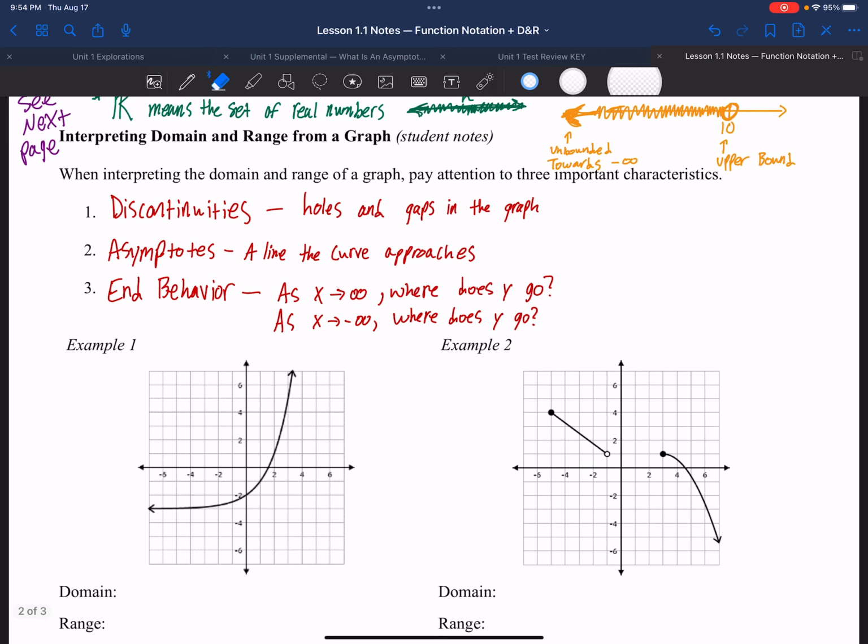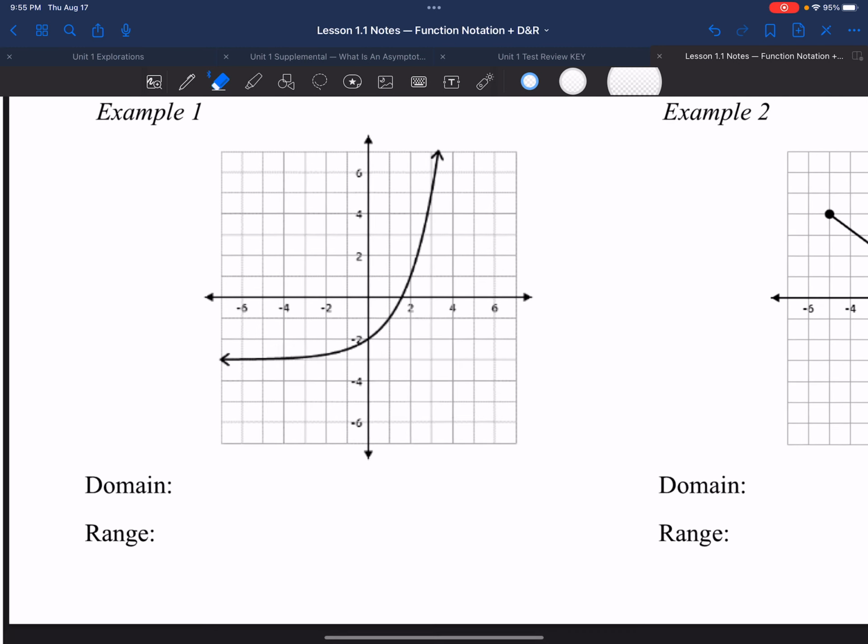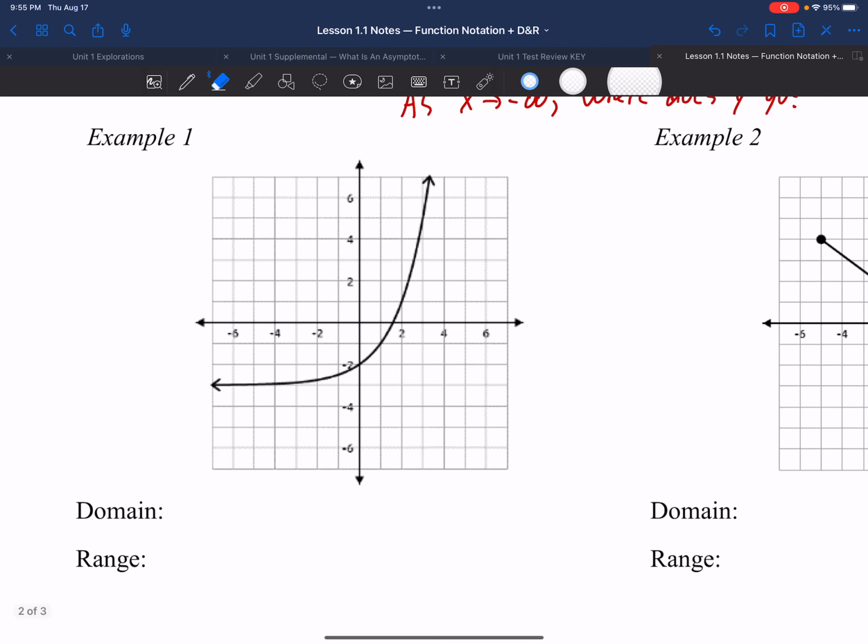And so if you observe these three things, holes and gaps in the graph, asymptotes where the graph gets close to a particular line, and end behavior, how it's behaving at the ends, that's going to help you figure out what's going on with the domain and range. Now, from Algebra 1, you should remember domain is x. We read that left and right.